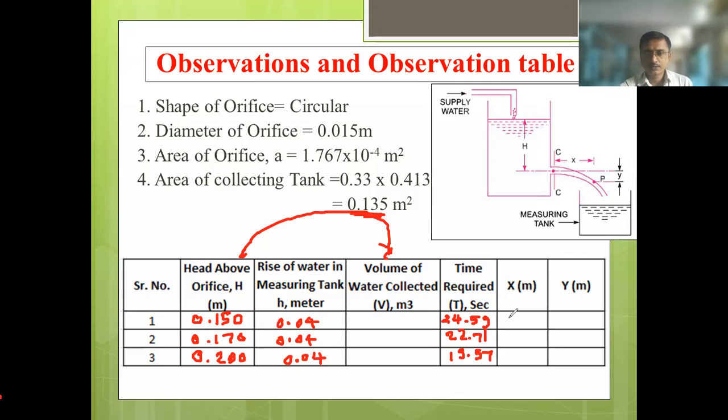It is in centimeters; in meters, it is 0.145, 0.232, 0.25. Okay. Y reading is in mm. So Y value will be 0.058 and 0.058. These are the readings. So note down, do the calculation and find out the values of Cd, Cc.